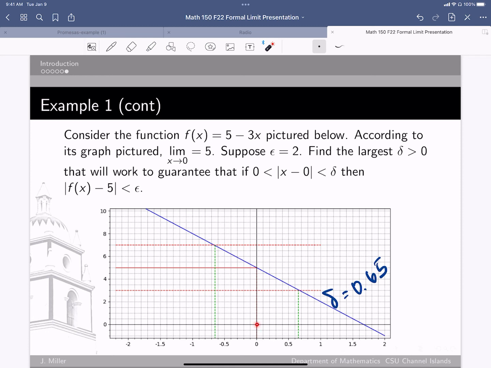So this suggests to us that our delta can be taken as 0.65, because any x within 0.65 of 0, 0.65 this way or 0.65 that way, any x in this interval maps up and into this interval centered at 5 that has a half width of 2. And that's how we do these problems. That's how we exercise the formal definition of limit using the graph of a function.